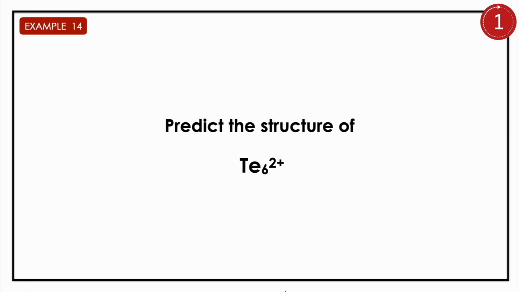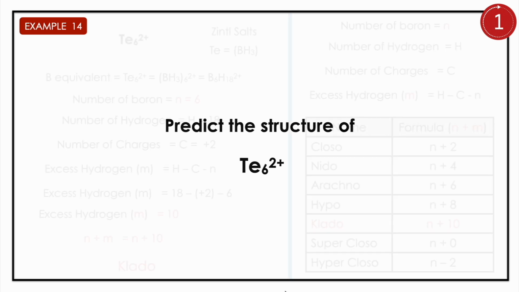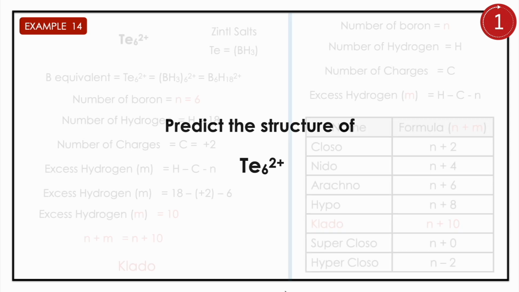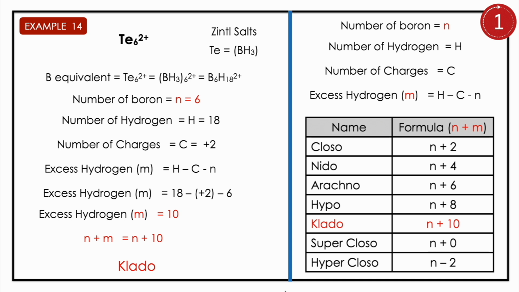Then the next example, here you have Te6 2 plus tellurium cluster. You should find the structure using Wade's rule. Here tellurium is a Zintl salt, so we should write the equivalent. Tellurium equals BH3. Why? Because it is in the oxygen group. Oxygen is the equivalent of 1 boron, 3 hydrogen. So the tellurium is BH3. Instead of tellurium, we should write BH3. So BH3 6 times 2 plus.